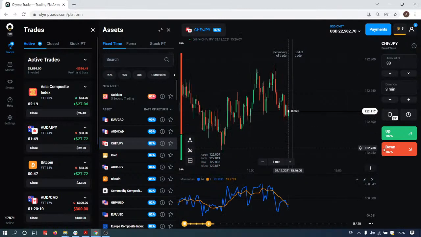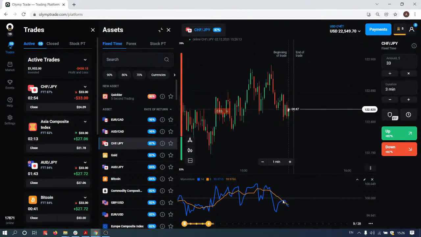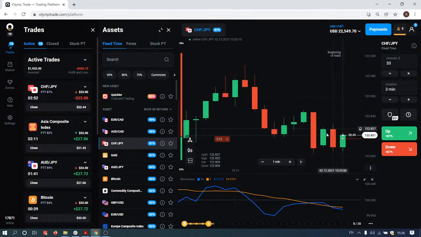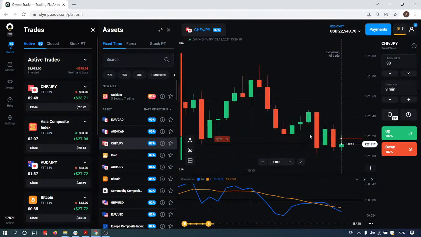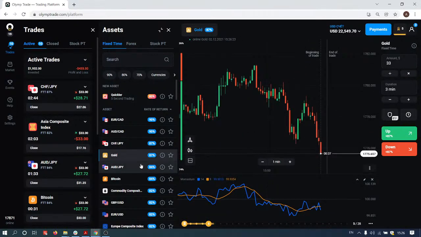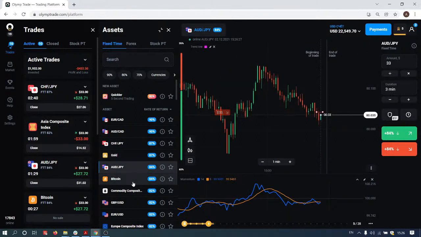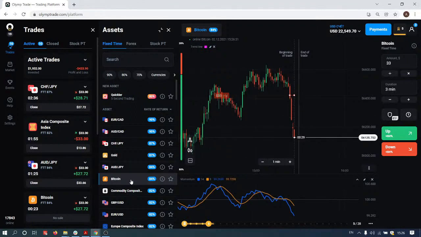Okay, guys, I want to open a trade on CHF in the downwards direction because we have this second crossing. The blue line crossed this orange line upwards and then downwards. So that's when you want to open trades in the downwards direction. That's one of the more complex signals, but you can still use it.